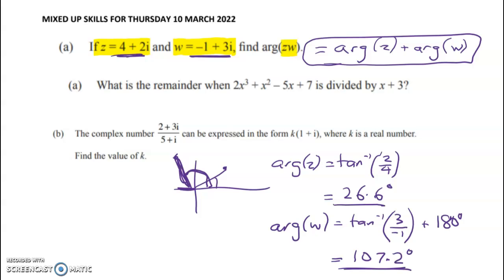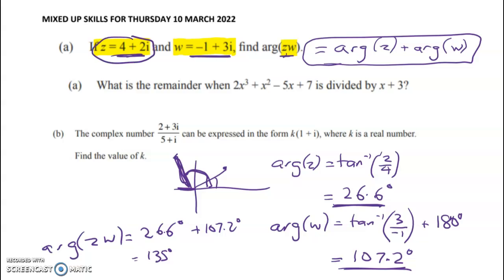So the 2 separate arguments are that, and that means that arg of zw is those 2 added together, 26.6 degrees plus 107.2 degrees, which equals 135 degrees. And that's a totally fine way to answer that question.